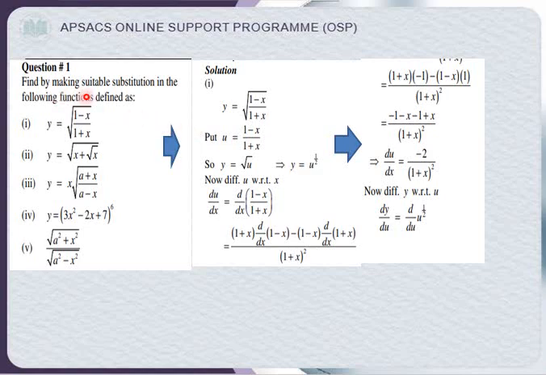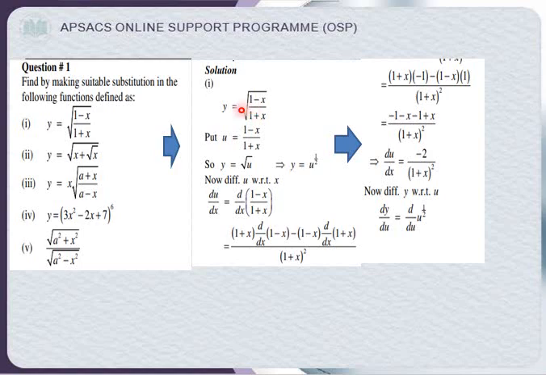Before I start exercise 2.4, I want to tell you that in question number 1 you have to use the suitable substitution method. Suitable substitution method means that you have to suppose something. In question number 1 there are 5 parts. In part number 1 you can take the derivative but with the suitable substitution.